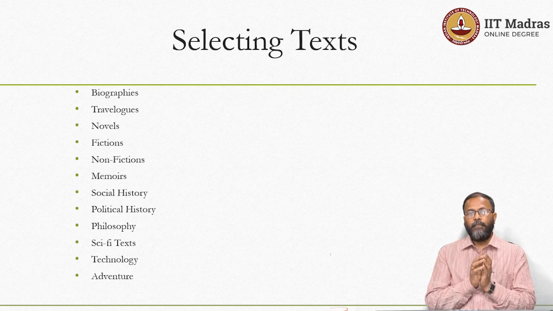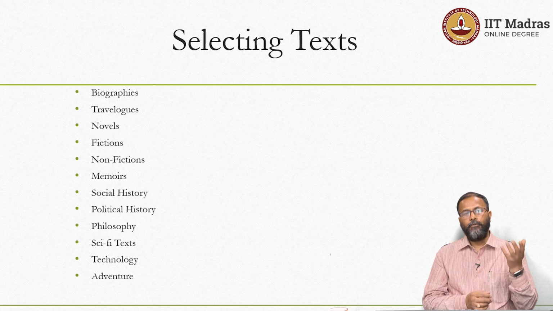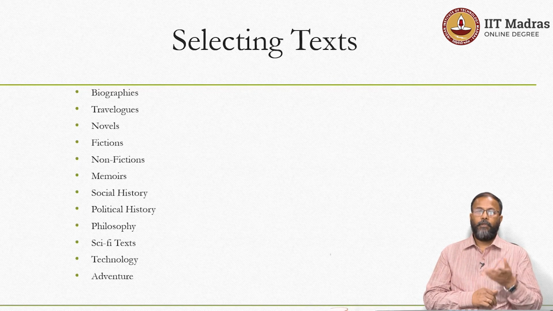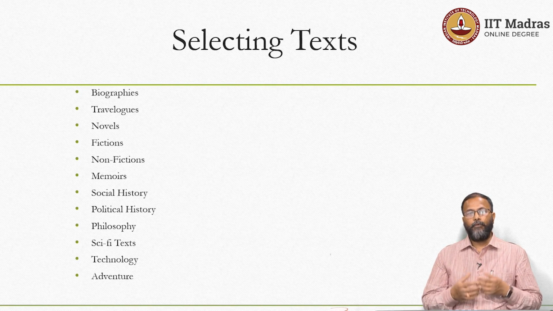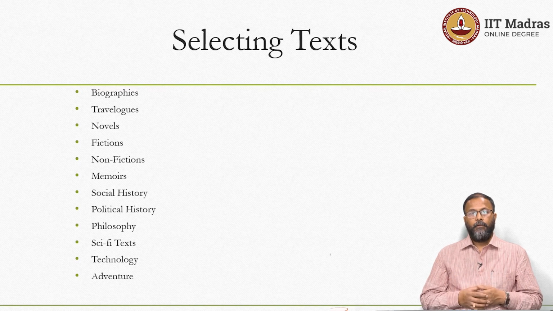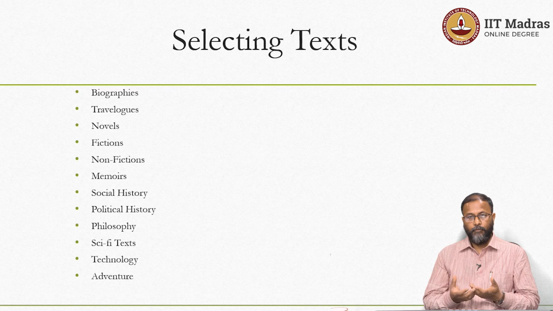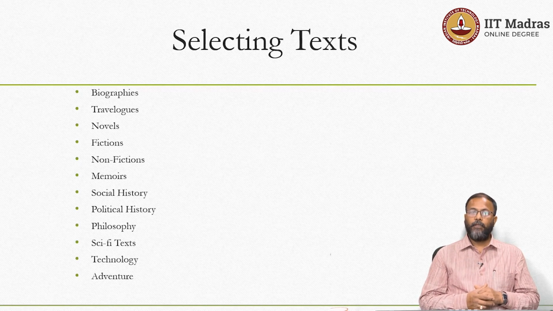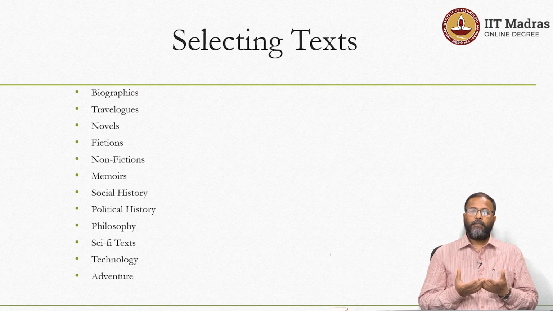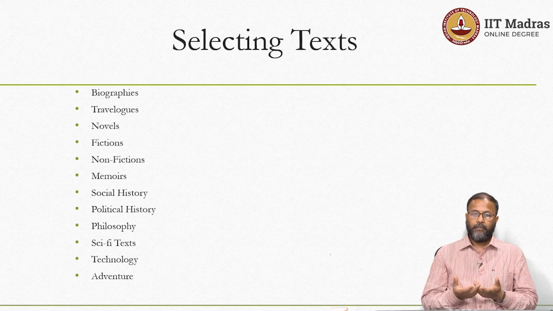So, you select a text, and there is a wide range of texts available for you. If you are interested to read biographies, get some good biographies of some good personalities in the world. Some people may be interested in travelogues, right. So, people write travelogues and adventure exploration stories. So, you go for travelogue, read some good travelogue. Lots of good novels in English are available. You can have classics, you can have contemporary writing, right.